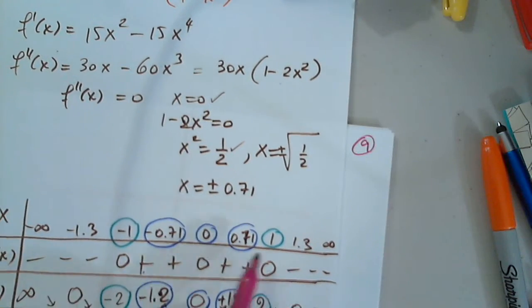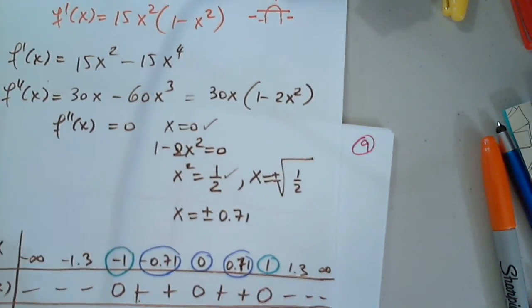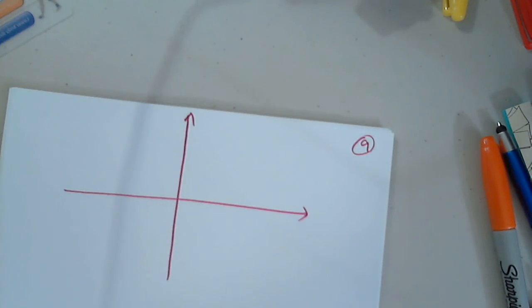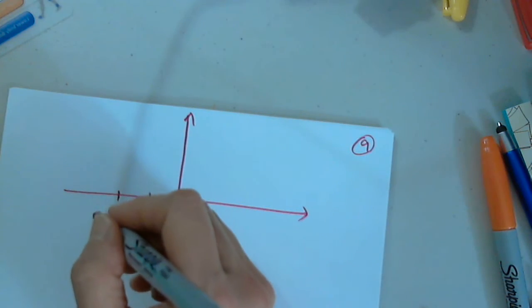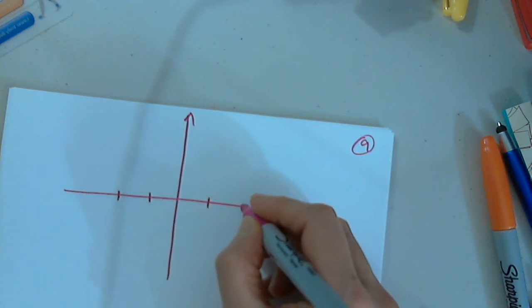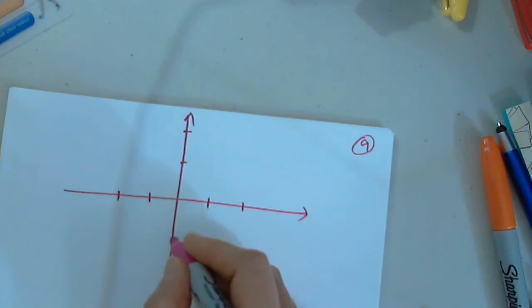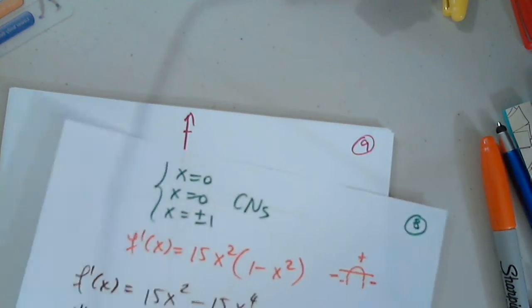Since everything happens between negative 1.3 and 1.3, and it's not too high or too low, I'm going to take a big unit. So I'm going to say 1, 2, 1, 2, 1, 2. Okay. So the first point is negative 1.30.